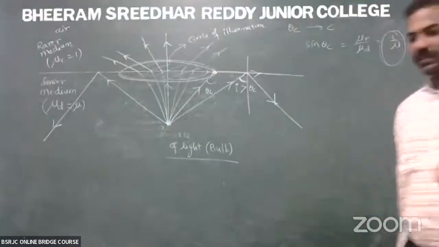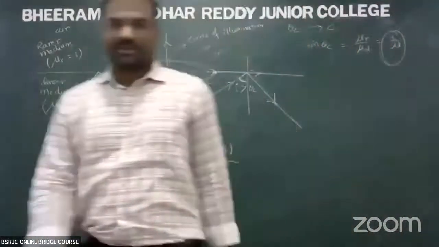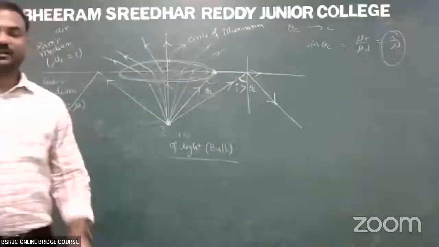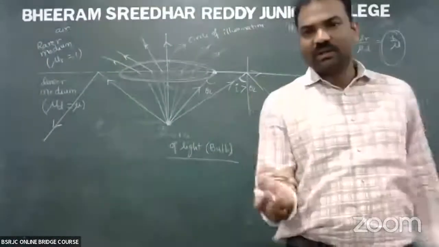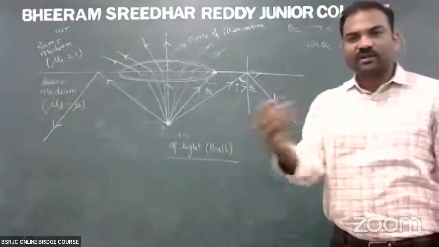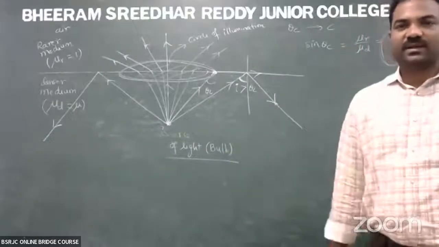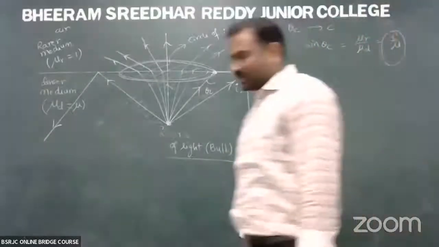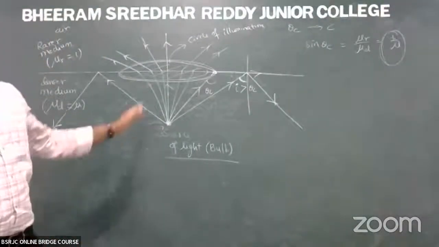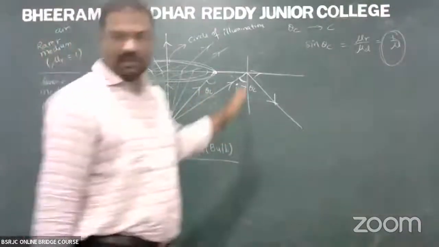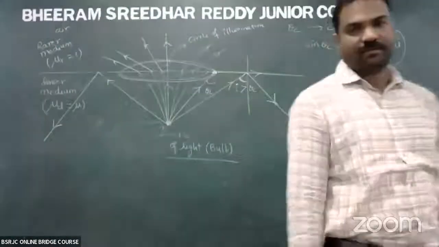This is a little beyond total internal reflection. This is maybe not in your textbook, but it is good to learn a little beyond the textbook. I think you might have gone through total internal reflection. Now we are going within the circle of illumination.